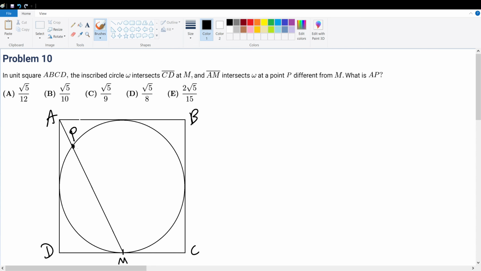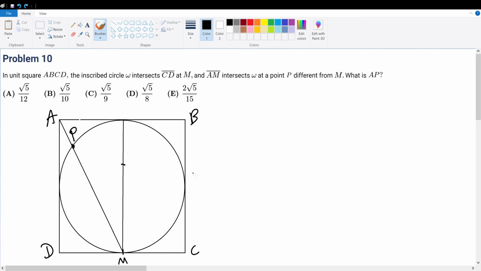They're giving us point P. Point P is very special because it's not like any other point on this chart, where it's very easily capable of being solved. So first of all, let's draw this diameter. I know that this diameter is very special because it's parallel with the side length of the square, which is also equal to 1.